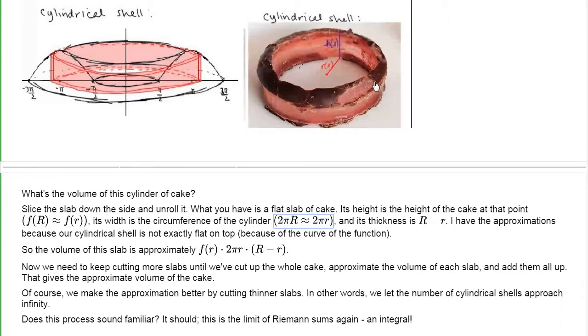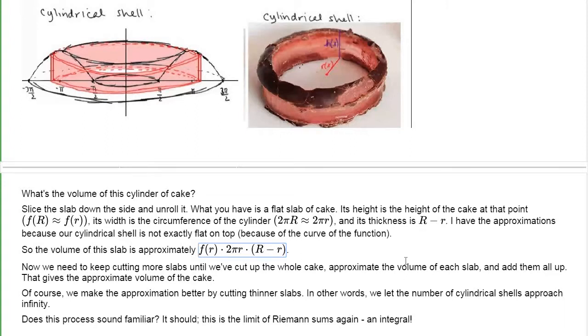The thickness, which is the height of this slab as it's laying down, is the difference between the inner and outer radii. So I have approximations because our cylindrical shell is not exactly flat on top. That's this approximation. And this approximation is also there. Even if the function were totally flat, you'd still have this approximation here. Okay, so what's the volume of that slab? That's the volume of this shell here. It's roughly the height times the width times the thickness.